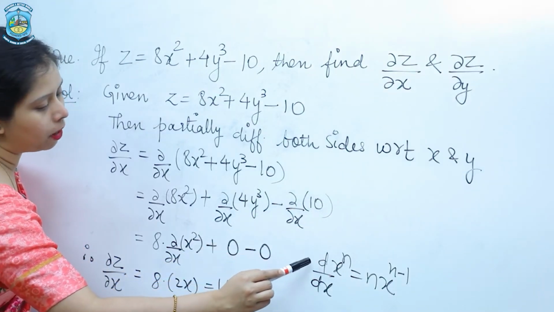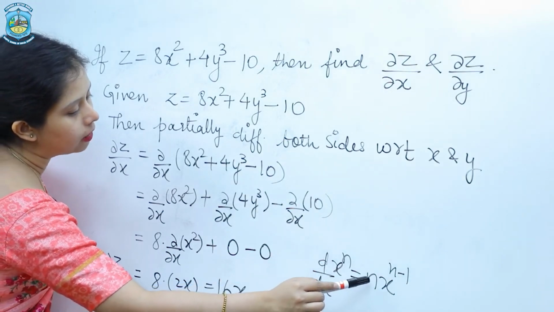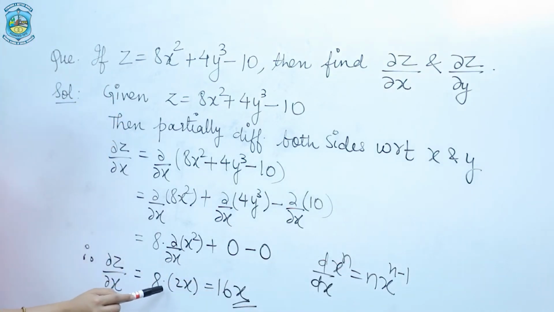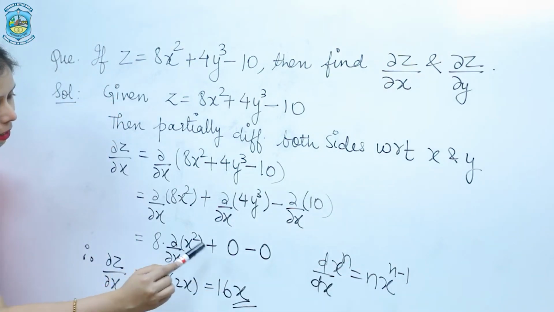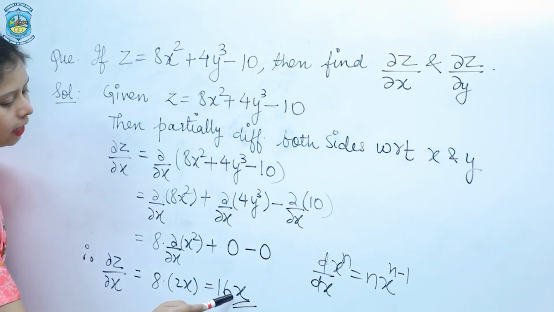So, using the formula of d by dx of x raised to the power n, that is n times x raised to the power n minus 1, we will get 8 into 2x. Here n is 2, so the value will be 8 into 2x. So, the final value of del z upon del x is 16x.